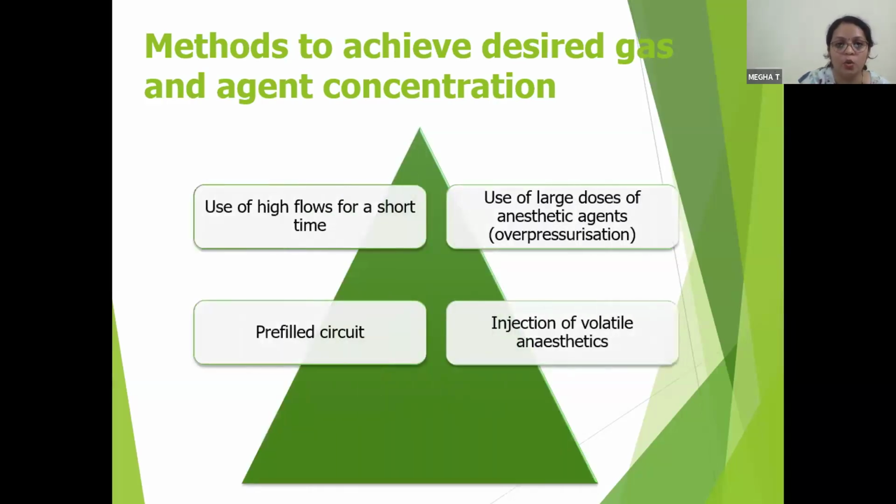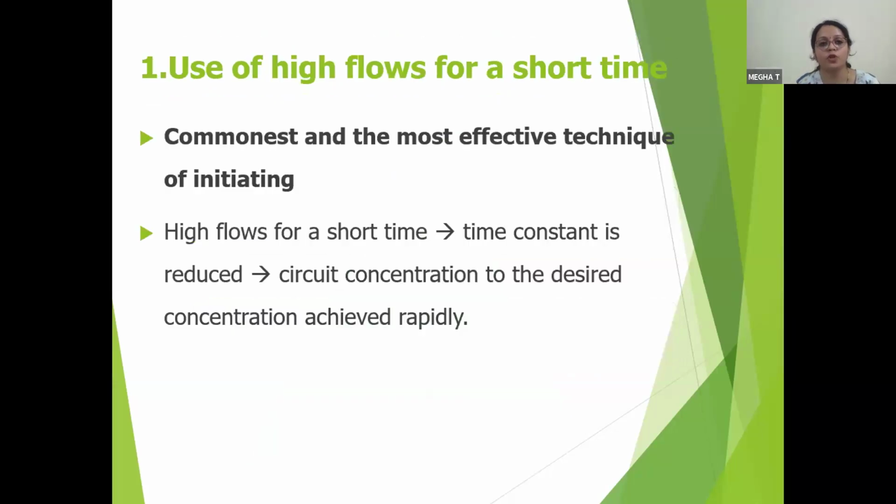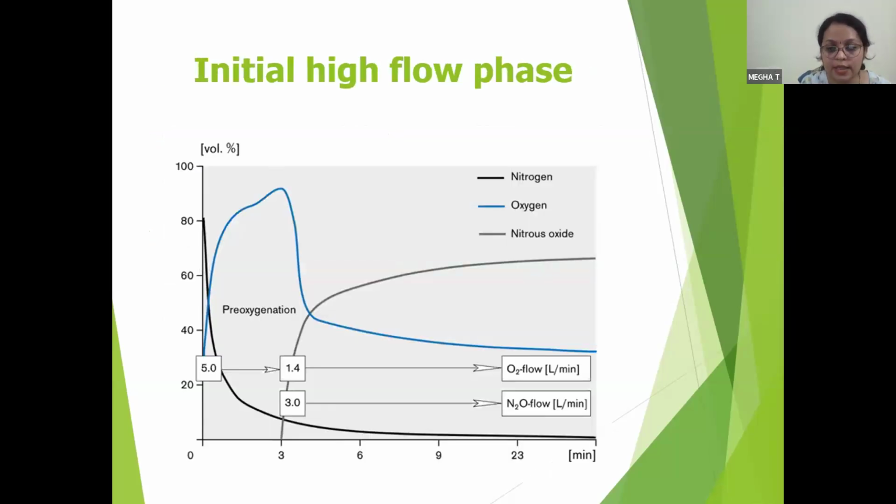But what we commonly use is high flow for a short time. This is the most effective and the commonest way of initiating low flow anesthesia. So what happens is high flows are given for a short time. As we have seen earlier, time constant is reduced and the desired circuit concentration is achieved rapidly. So as you can see in this picture, there is a high flow which is kept. Later on, once the patient is pre-oxygenated and intubated, then we switch to the low flows.